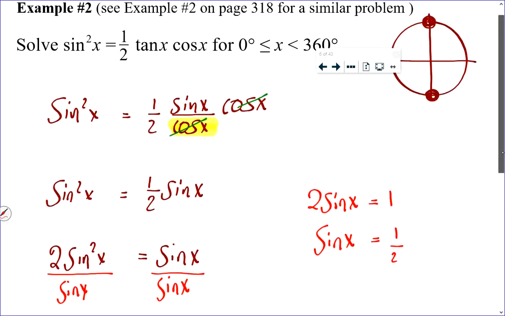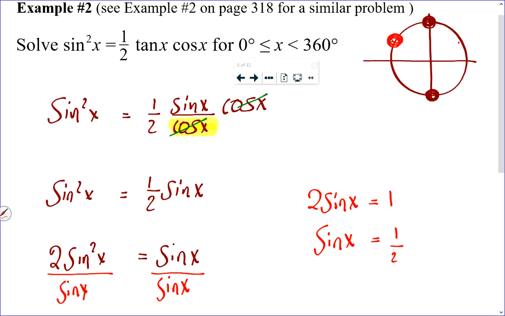And if you look at your work for this question, we had the following 4 positions for answers. We had pi over 6 and 5 pi over 6, which will give you sine equals 1/2, but this person who canceled the sine x from both sides does not get these 2 solutions at the top. You can never divide out a variable.